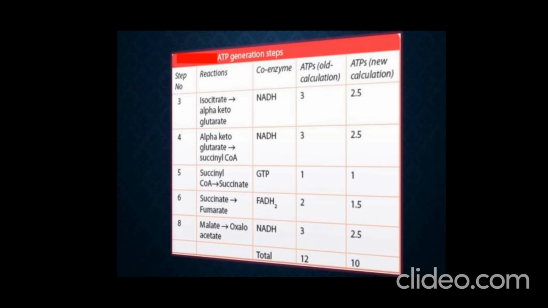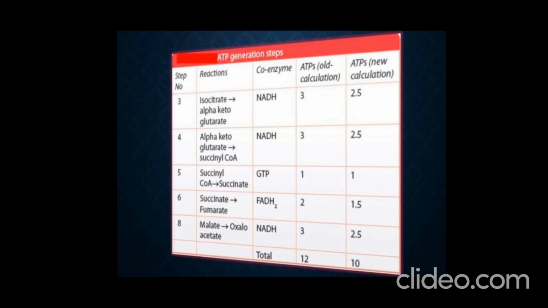Next, the 4th step, alpha ketoglutarate, which is converted into succinyl CoA. The coenzyme involved is NADH, and the old ATP is the same as 3, and new it is 2.5. Then the next ATP generation step is the 5th step, where succinyl CoA is converted to succinate. Here the coenzyme involved is GTP and the ATP formed is 1.